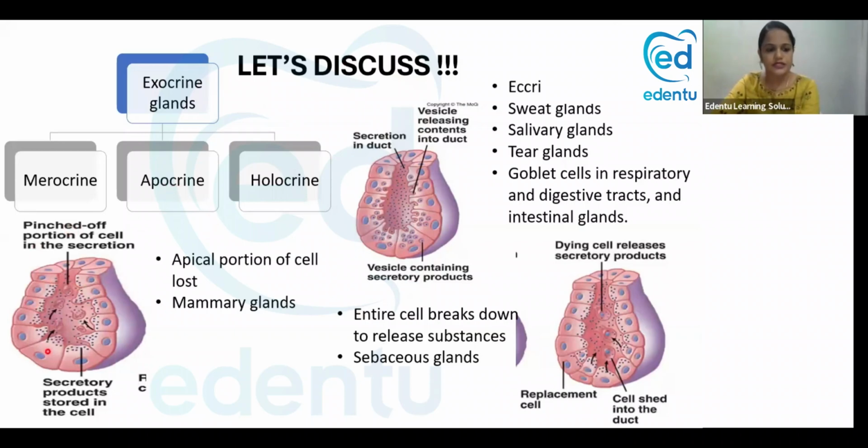This is the example of apocrine gland secretion. You can see that the apical portion of the cell is getting pinched off, and the whole cell along with the contents is released into the duct. Such a kind of secretion is called apocrine secretion. So always remember, apocrine means the apical portion of the cell is pinched off along with the secretion into the duct.